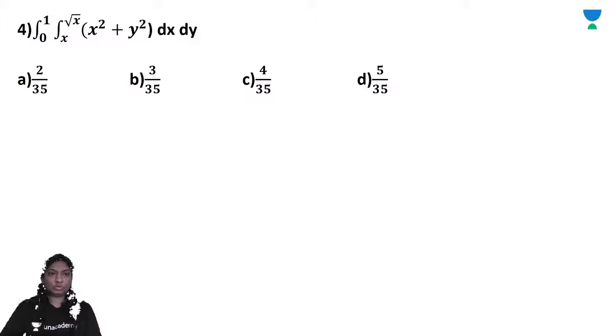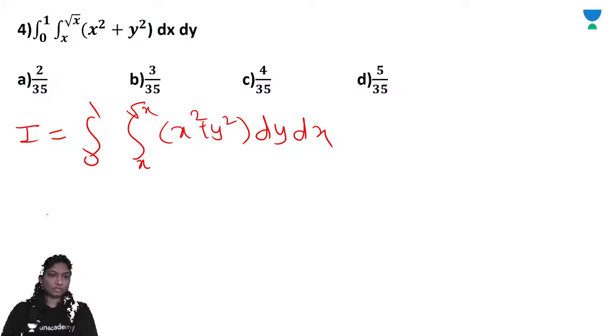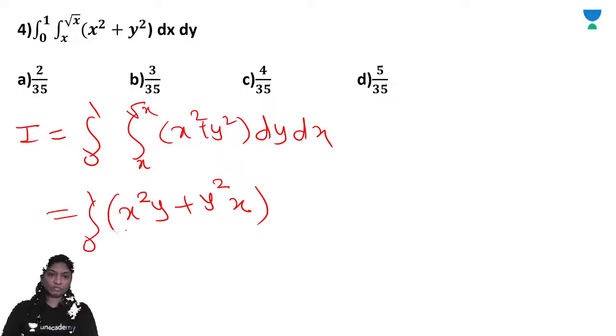Fourth one, integral from 0 to 1 of x square plus y square dx dy. Right? So first of all, these are the limits of y. So we will integrate first with respect to y. So I is equal to integral from 0 to 1, integral from x to root x, of x square plus y square dy dx, which is equal to integral from 0 to 1, integrating with respect to y: x square y plus y square x, from x to root x dx.